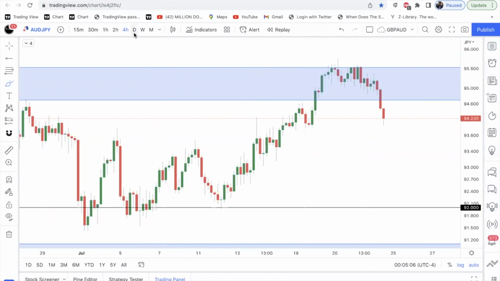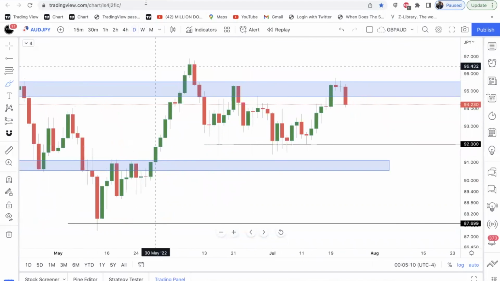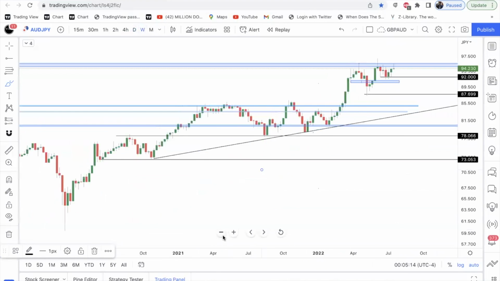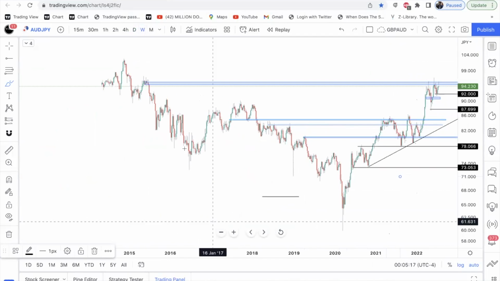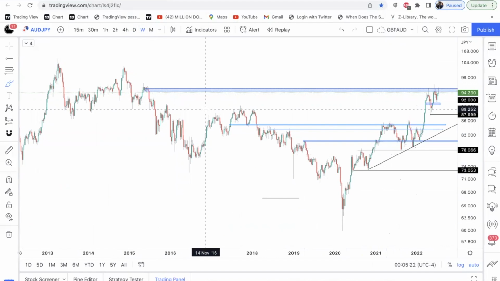All right, so looking at AJ is another one. We're at this level of supply. All right, if we look at this on the weekly, look to the left, zoom out, you can see this is a major top where price had a big sell-off from in the past. All right, so this is a major level that we definitely want to pay attention to.